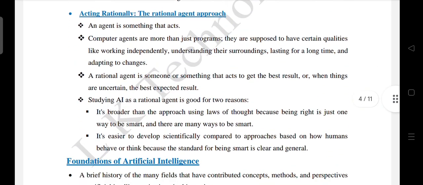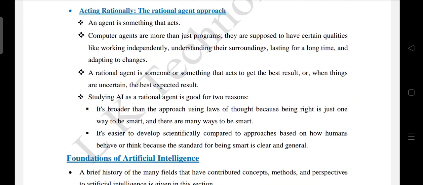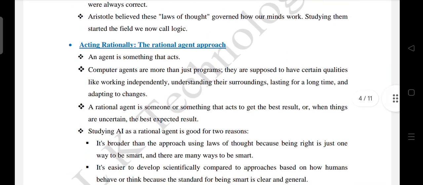Acting rationally, the rational agent approach. An agent is something that acts. Computer agents are more than just programs, they are supposed to have certain qualities like working independently, understanding their surroundings, lasting for a long time, and adapting to changes.